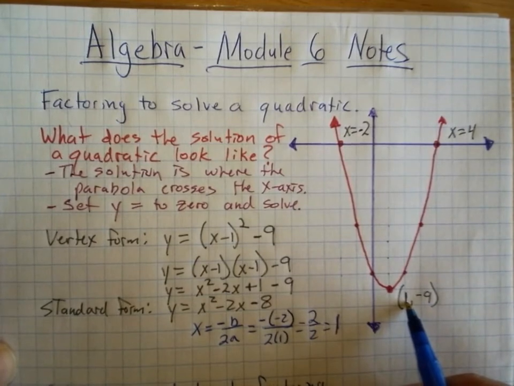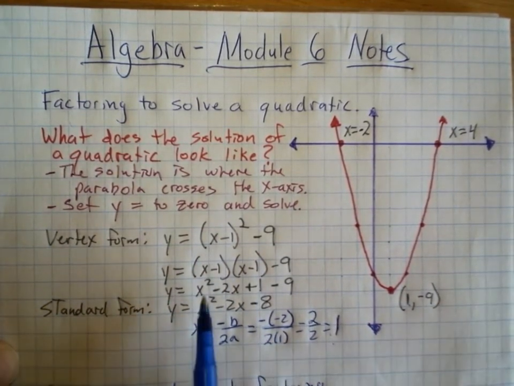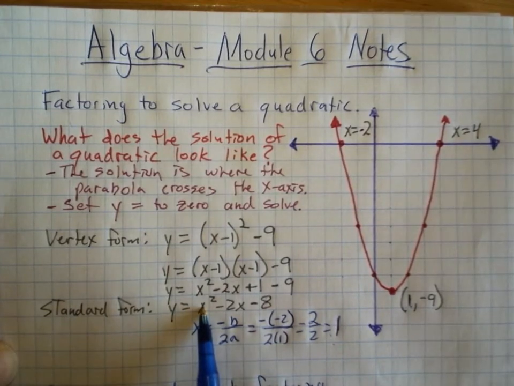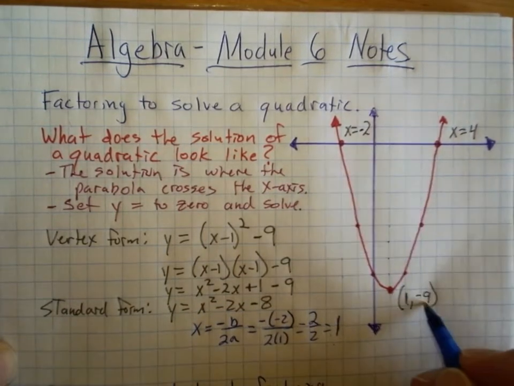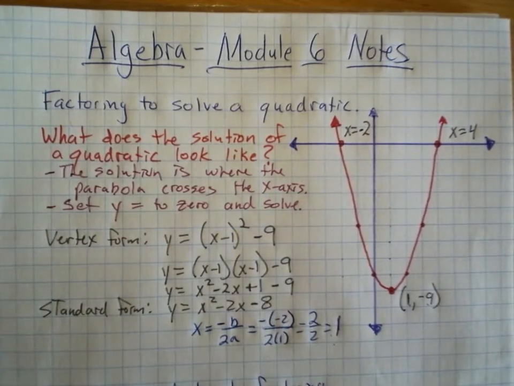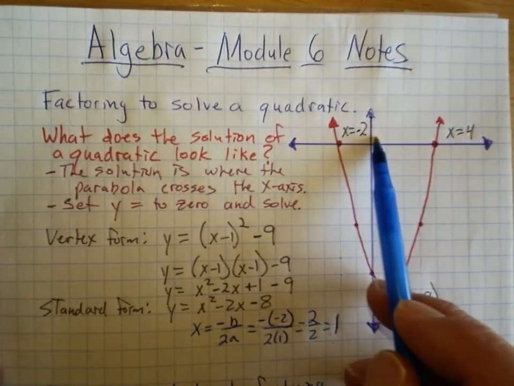Check it out. Yay. And then if we plug that in, we would get 1 squared is 1, 1 minus 2, because -2 times 1 is -2. So 1 minus 2 is -1. -1 minus 8 is -9. Look, okay, so standard form works. Vertex works. We know we did this the same. But now we're going to link it up to this.